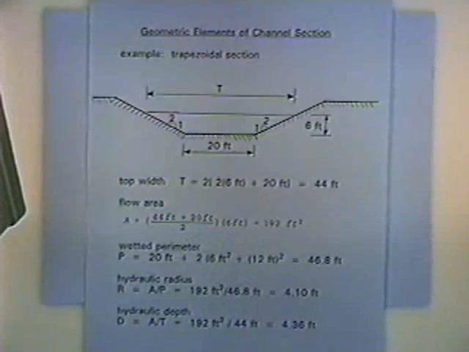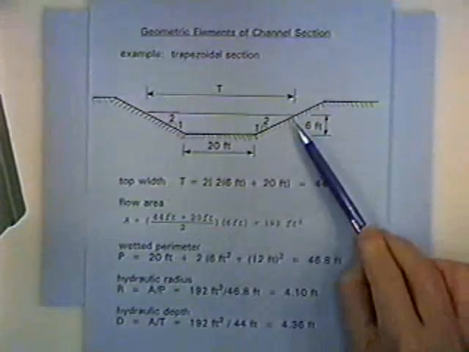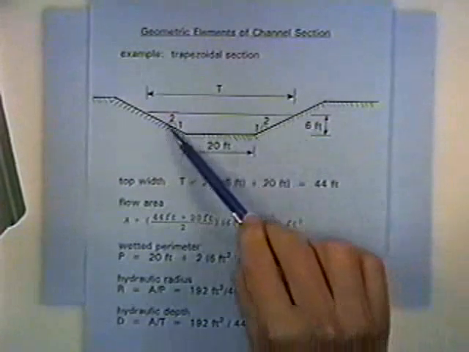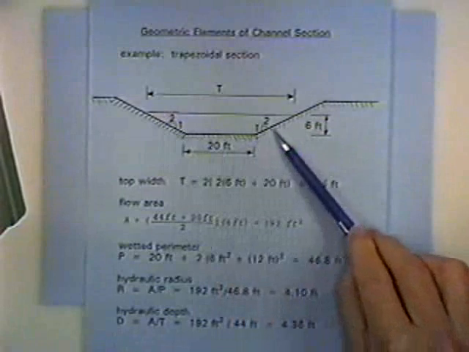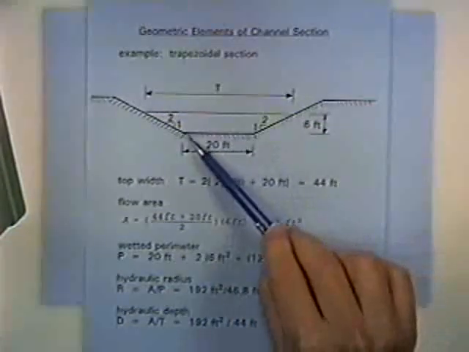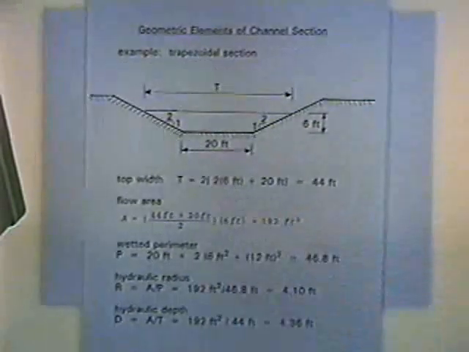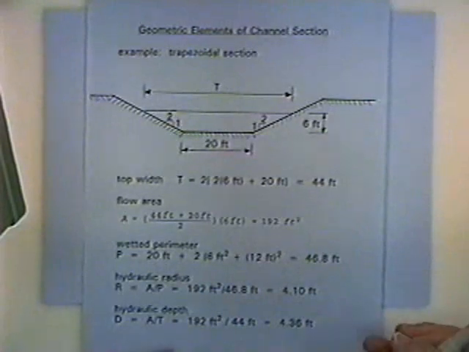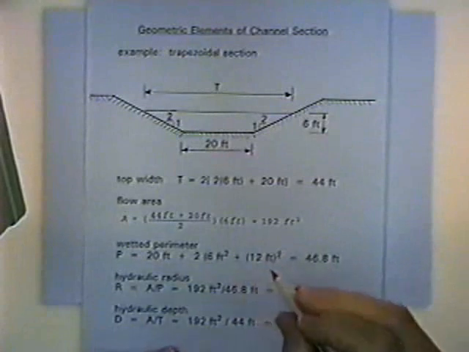The wetted perimeter, by definition, is the distance along the channel section that's in contact with the water. So it would be that length plus the bottom width plus that length. And so the wetted perimeter would be the length of the bottom. And it looks like, what did I do here? I've got another typo that needs to be corrected.